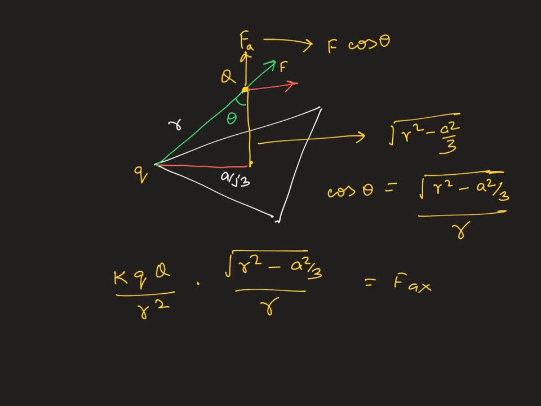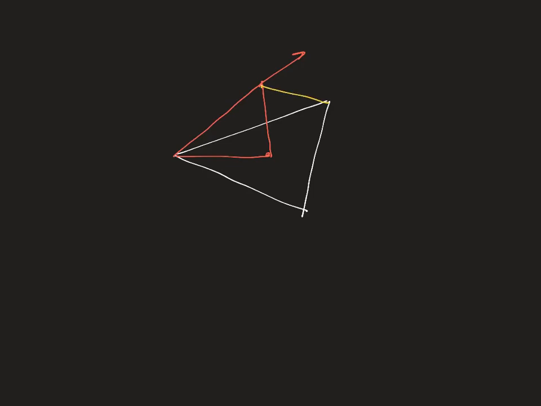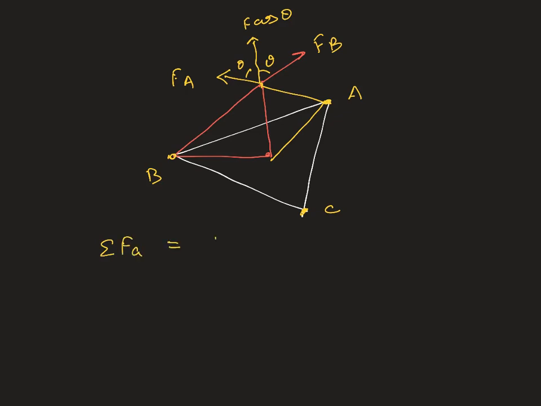Now we'll have similar cases. If you look at the triangle again, we'll have similar cases of other charges also that will have forces. For example, this is A, this is B, and this is C. So this red force here is force due to B, and this yellow force here is force due to A. Now the components along axis for all these forces will add up, and that will be equal to F cos theta. So the net force along axis will be equal to 3 times F cos theta.